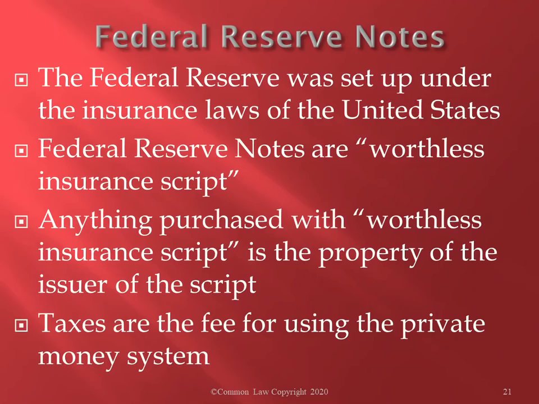The Federal Reserve was set up under the insurance laws of the United States. Federal Reserve notes are quote-unquote worthless insurance script. Anything purchased with quote-unquote worthless insurance script is the property of the issuer of the script. Think about it. Taxes are the fee for using the private money system. It's a private money system. That's why you have to pay the tax.